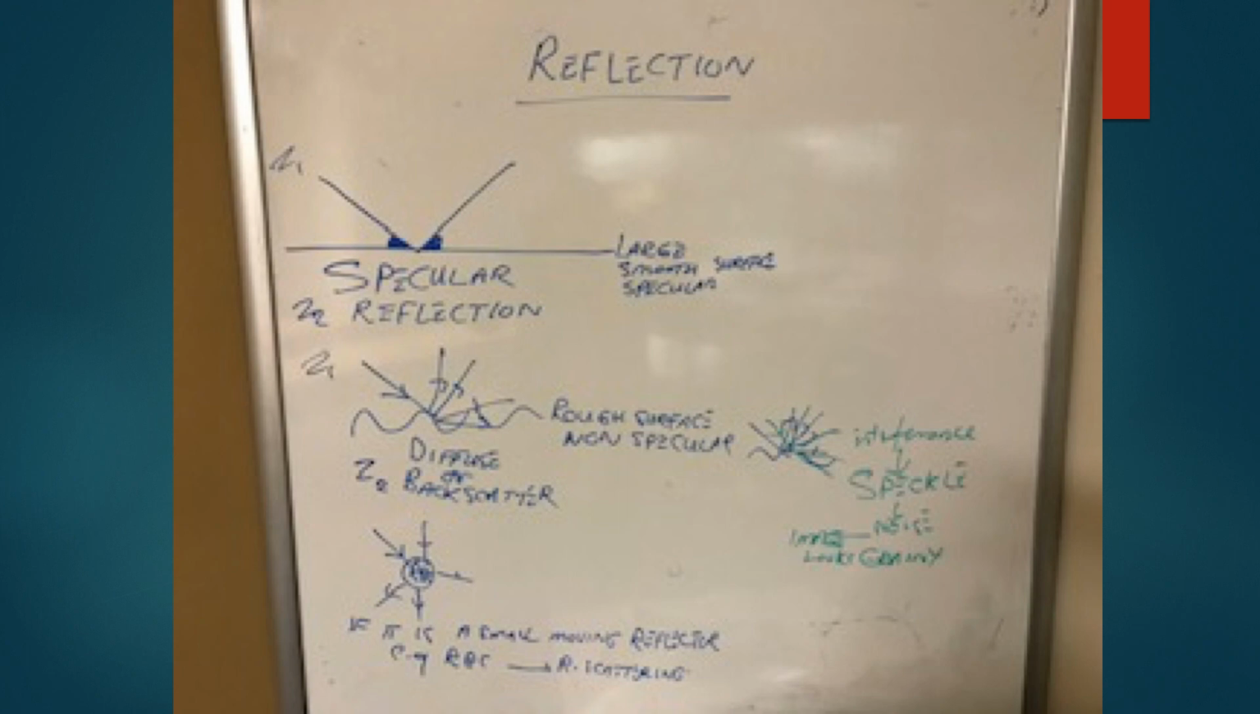Another type of reflection happens with a small moving reflector. What is small and moving in our body? Red blood cells, for example. So if we have a difference in acoustic impedance and sound hits a red blood cell, the type of reflection we get is called Rayleigh scattering.